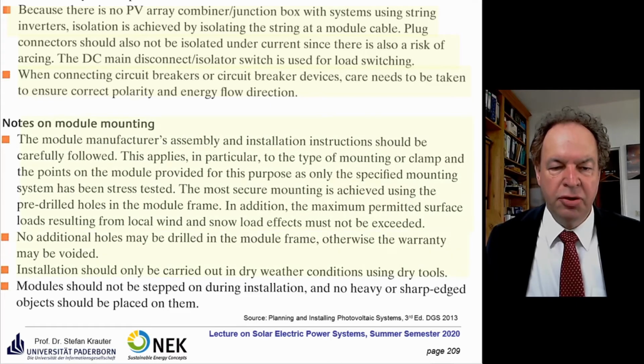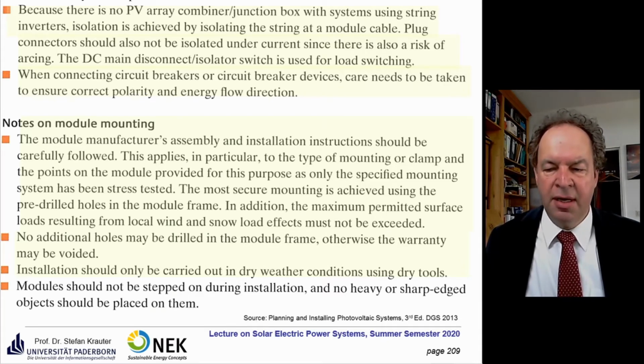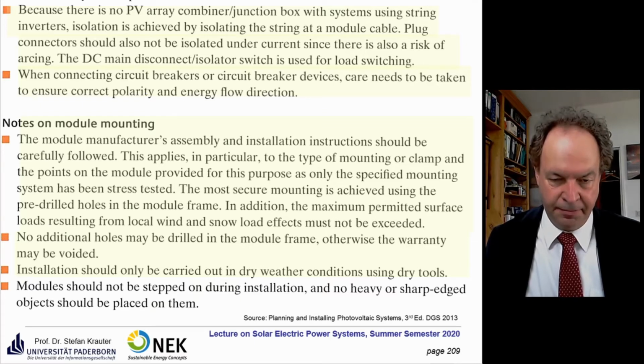You should not drill additional holes in the module frame, otherwise the warranty may be voided. Installation should be carried out only in dry weather conditions, also using dry tools. Usually, if you want to avoid the current in the modules, do it at nighttime. Modules should not be stepped on during installation.